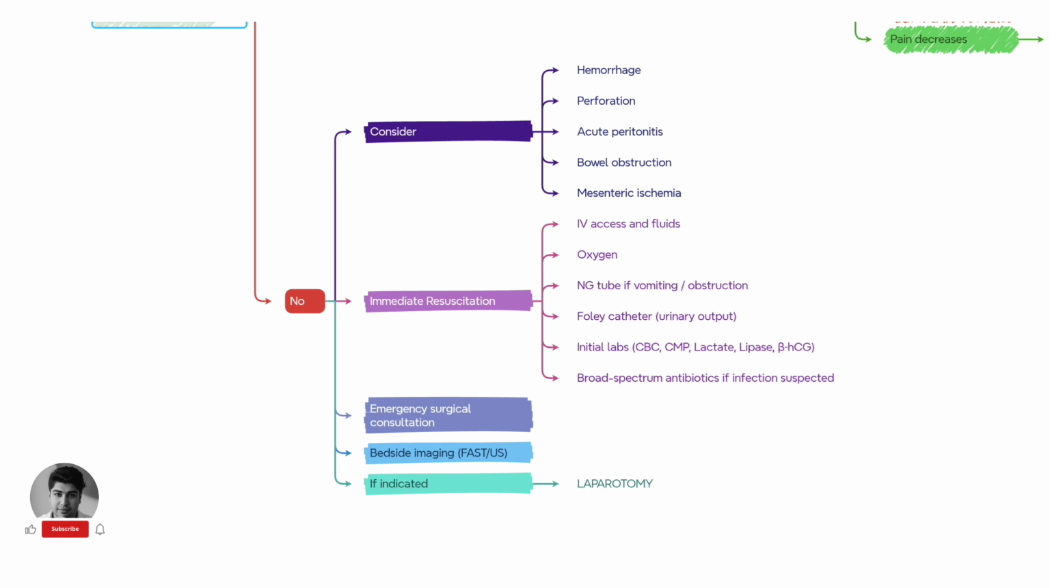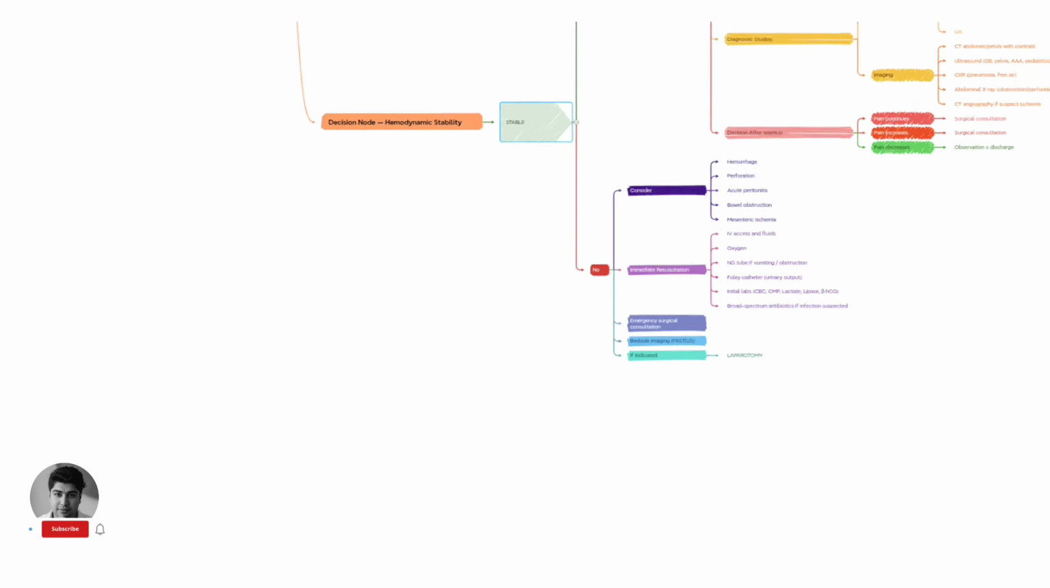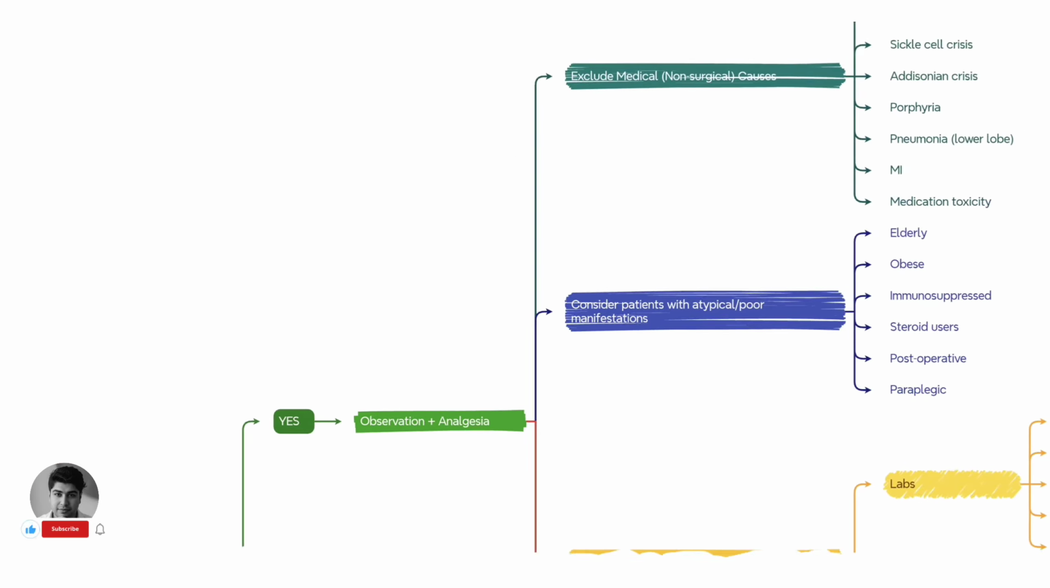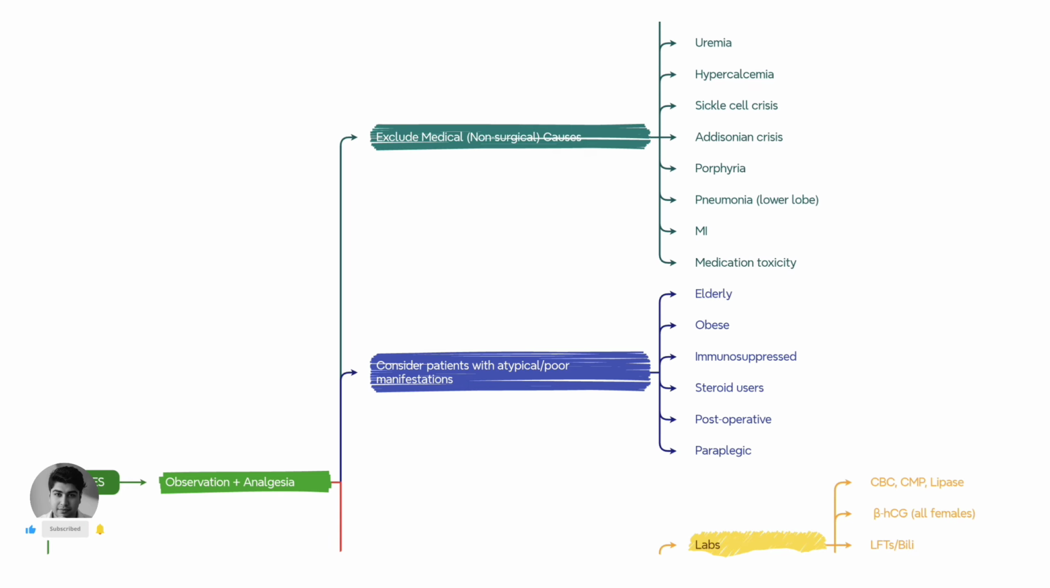If instability persists or you find concerning findings on ultrasound, get surgery involved early. When a patient is unstable, you don't chase CT scans. You protect the patient. Now let's go to the stable patient branch. Stable patients get a structured, evidence-based evaluation. First, bedside tests, urinalysis, pregnancy test, and point-of-care glucose. These quickly rule out DKA, urinary sources, and pregnancy-related emergencies.